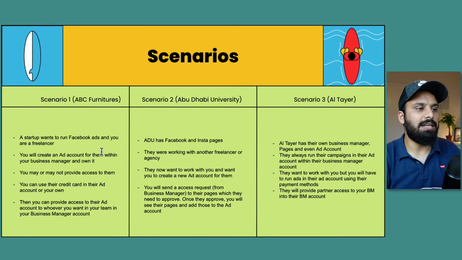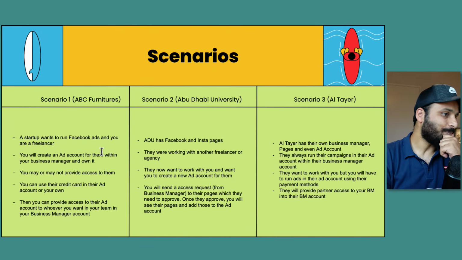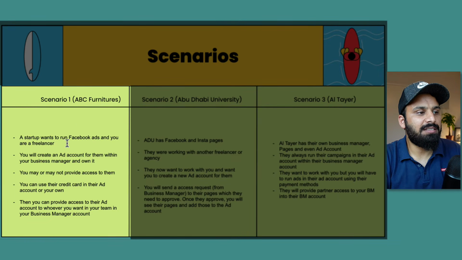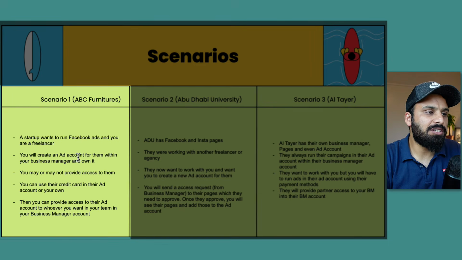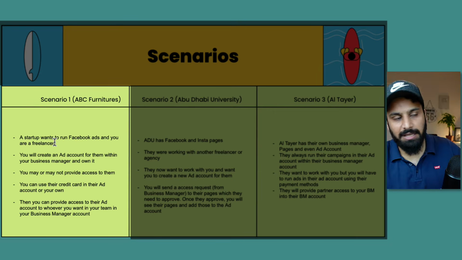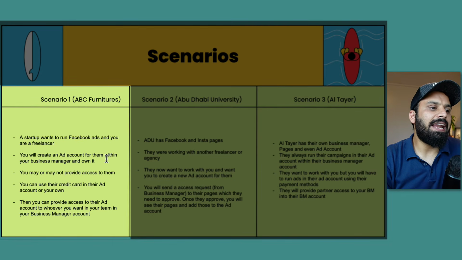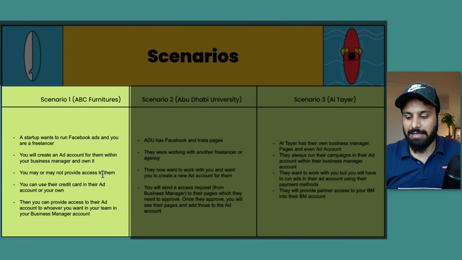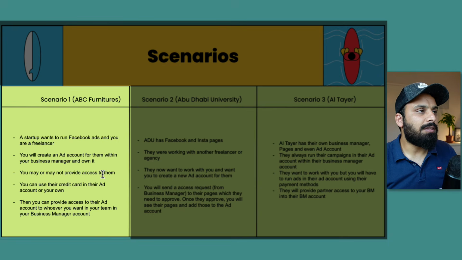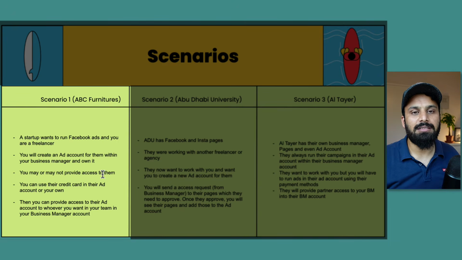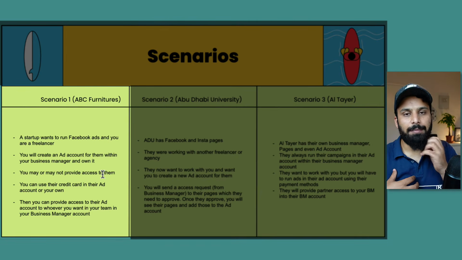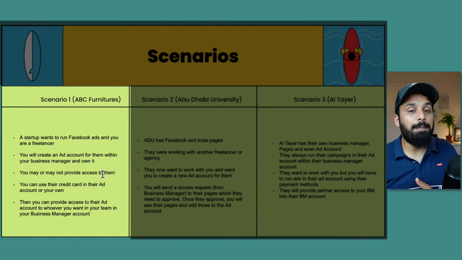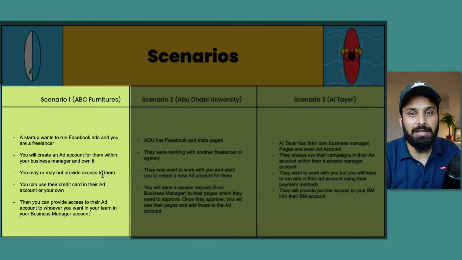So let's deep dive into these scenarios and see what will happen. The first one I told you, ABC Furniture, they are a new setup. We created the Facebook and Instagram pages for them. They want to run Facebook ads with me as a freelancer or an agency. I will create an ad account for them within my business manager account and own it. You may or may not provide access to them. So for example, in such a case, I'm a freelancer. ABC Furniture comes and says we want to run ads. I'll be like, okay, do you have Facebook pages? No. Ad account? Nothing. So I will create a Facebook page for them and I will create an ad account for them. I may or may not give them access. It's discussed with the client initially. Okay, you know what?